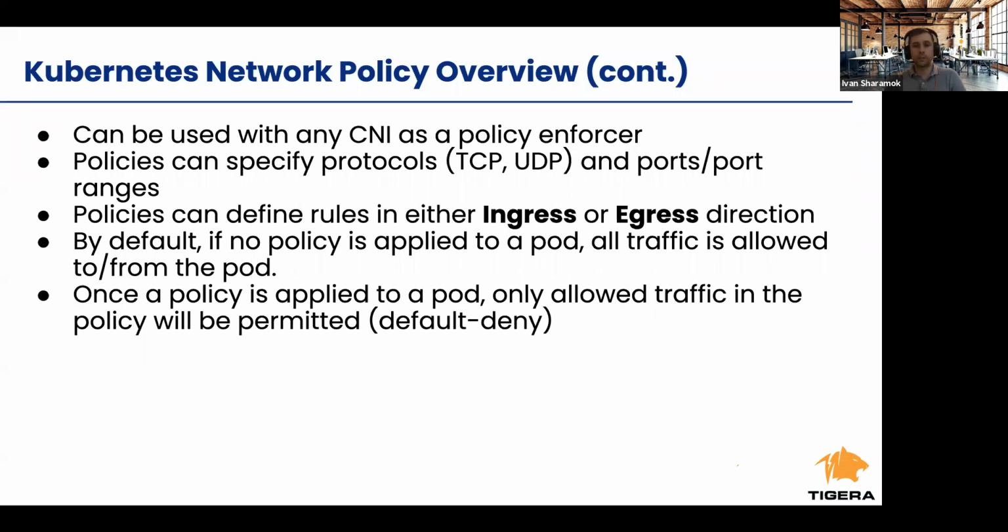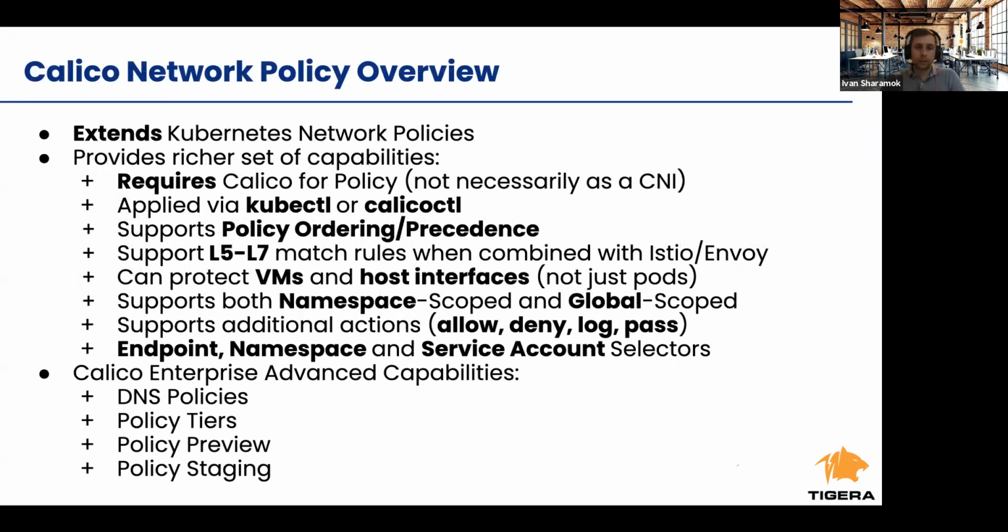So it's kind of like an implicit default deny gets implemented once a policy is deployed into the namespace. So briefly go over what Calico offers in addition to standard Kubernetes policies. Calico extends them with additional capabilities like providing policy ordering where you can set the priority for the policy. The integration with Istio Envoy proxy allows Calico to use rules for L5, L7 layers. Also, Calico network policies can target the host interfaces.